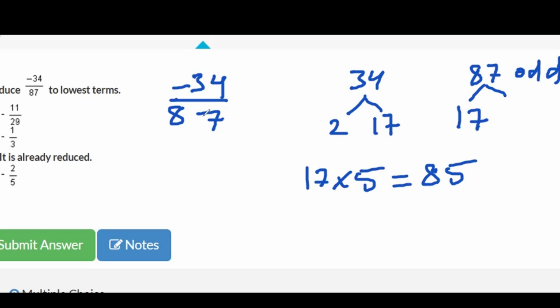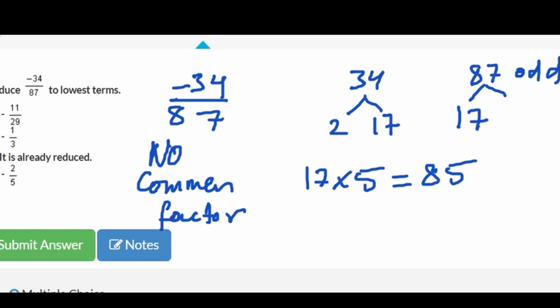So can we divide this by anything? No common factor. So can we reduce anything? It's already reduced. Because there is no common factor, we cannot reduce more than this. It's already reduced.